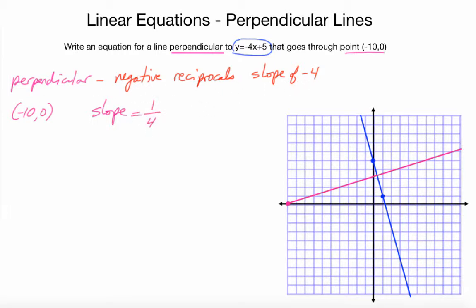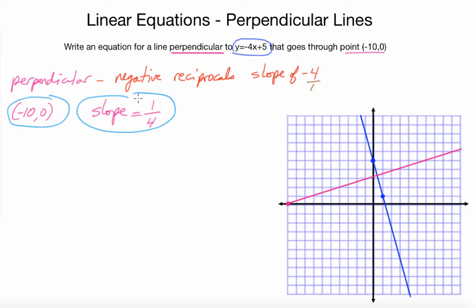When I have a whole number like negative 4, I have to think about it as over 1. So for the reciprocal, 4 goes on the bottom, 1 goes on the top, and then I just make it positive. So my new line has to have a slope of 1/4. That has to be true to make sure they're perpendicular. So I know my slope now, and we've got our point that we also have to go through.